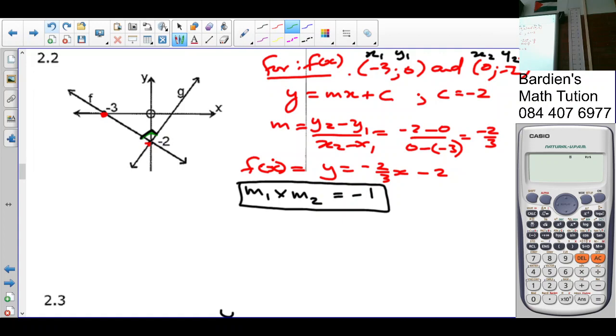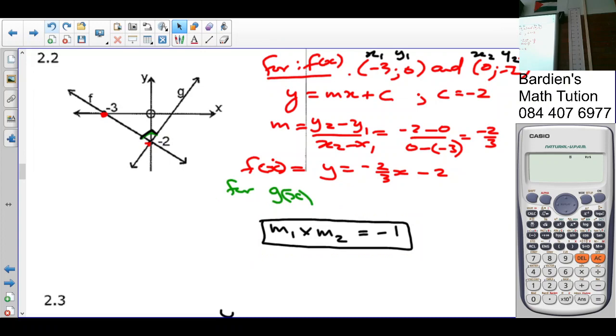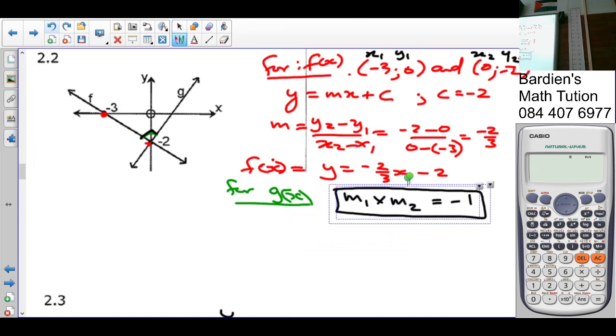So this is now for g of x, no? So we have solved for f of x now. What is g of x? G of x is this here. You see there's a g? So that's the line g of x. Okay. So what do we say now? What is the gradient of the first line? Negative 2 over 3 times the gradient of the second line is negative 1.